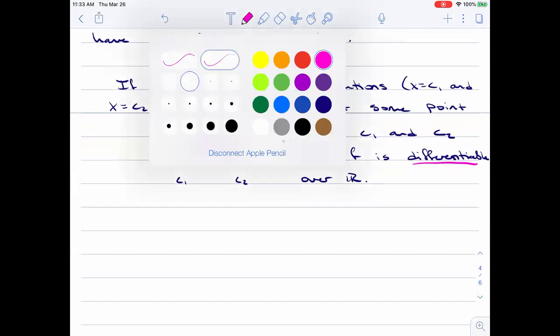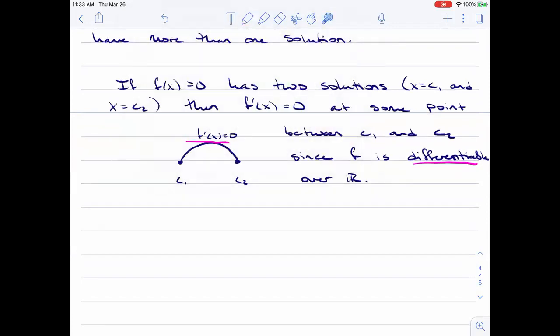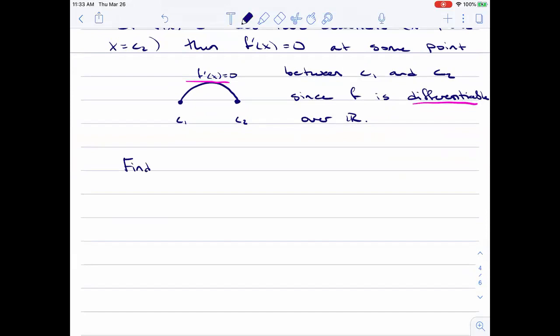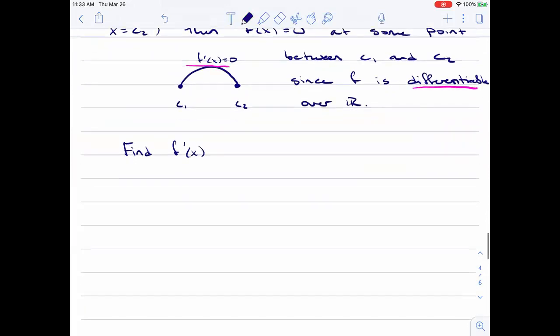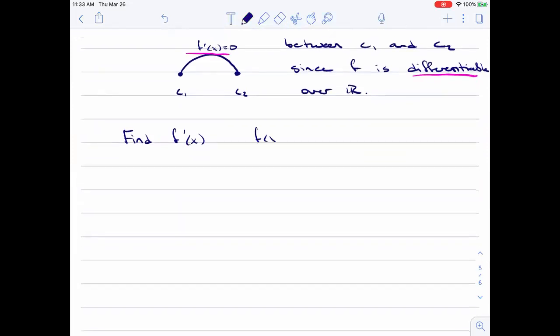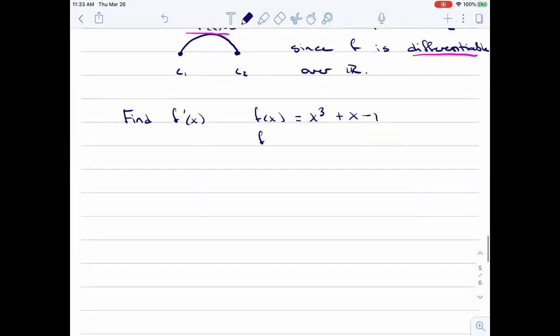All right. So what we're saying is that if we have more than one solution, c1 and c2, then at some point we're going to have a slope of 0. So what we're going to do is find f prime of x. Well, f of x, just so I don't have to scroll around, is x to the 3 plus x minus 1. So f prime of x must be 3x squared plus 1. I'll finish here. Find f prime of x equal to 0.